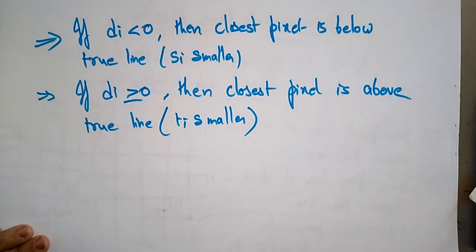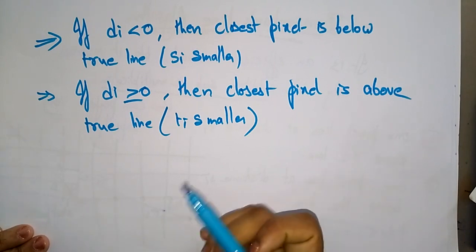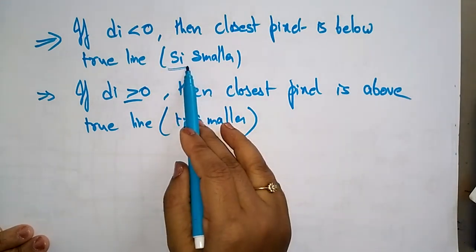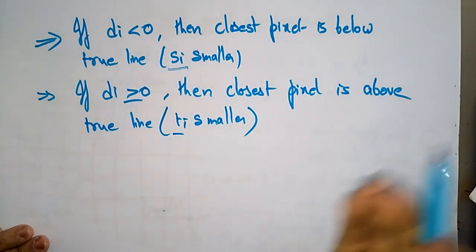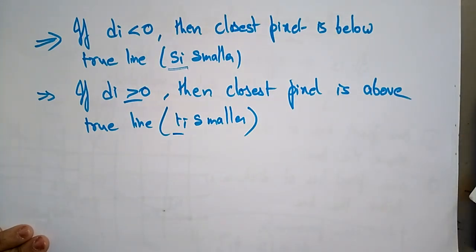If the decision parameter is less than 0, you take the pixel si below the line, and if it is greater than or equal to 0, you take ti, because ti is closest to the true line. The pixel that is closest to the true line is the one you take. That is the concept. We must calculate the new values for di as we move along the line. So this is an introduction part.